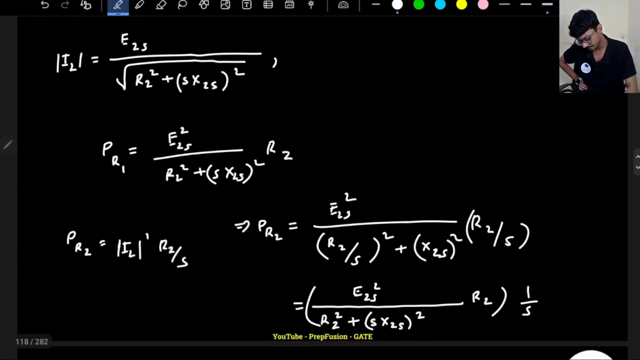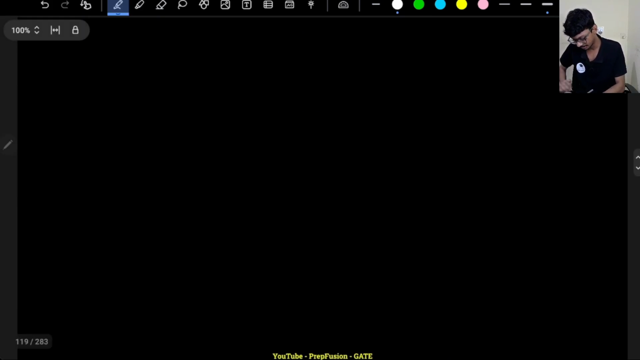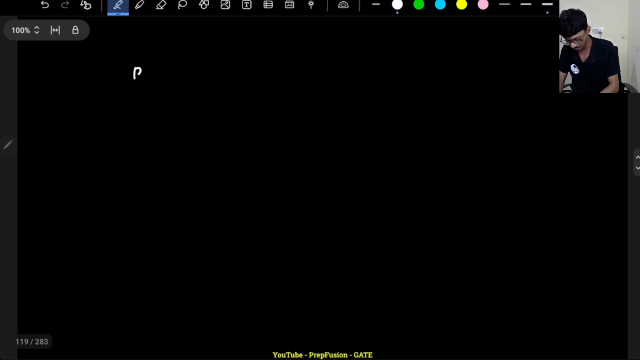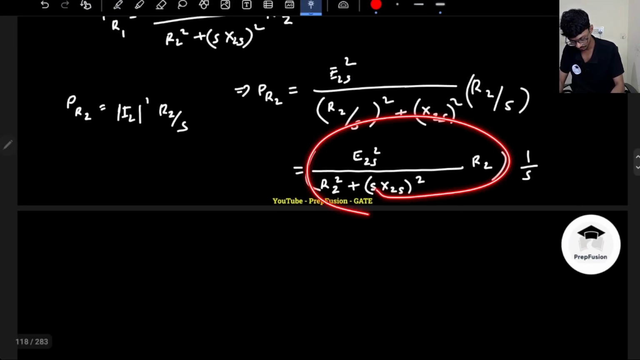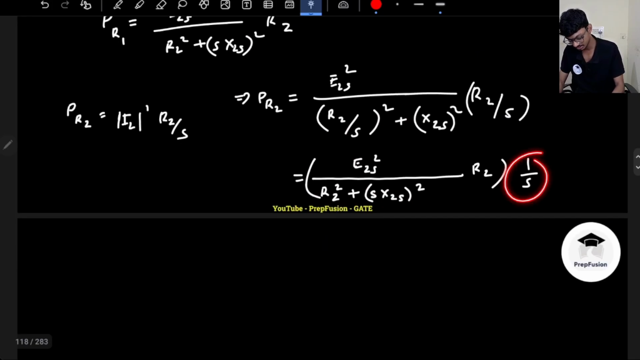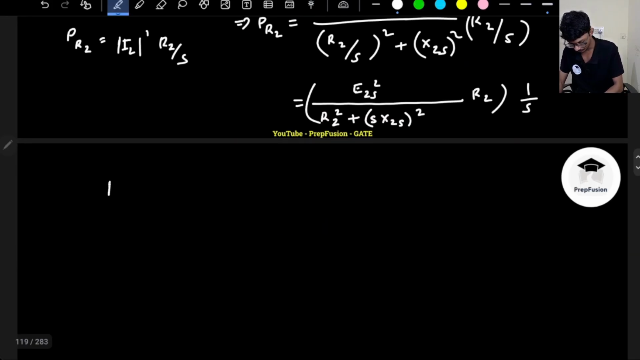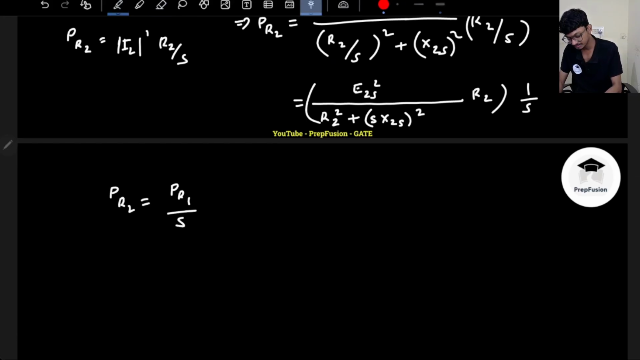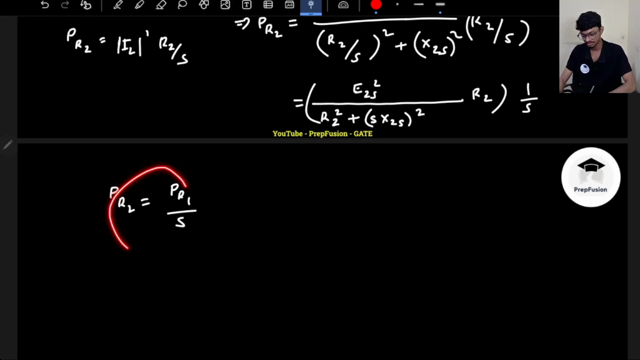So if I notice one thing, in the second case, what is happening? This whole thing is PR1 only, if I compare. So just this one is divided by S. So PR2 is basically equal to PR1 divided by S. So some mismanipulation is happening. Something wrong is happening.